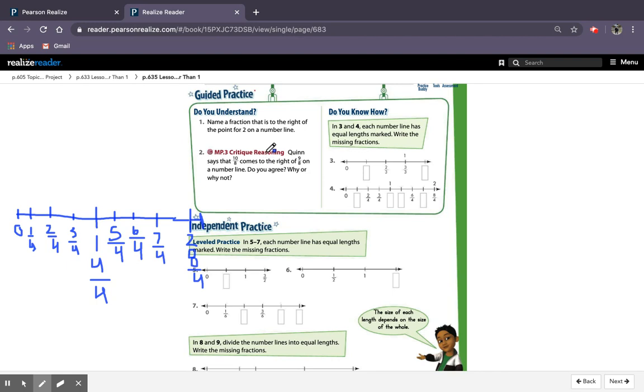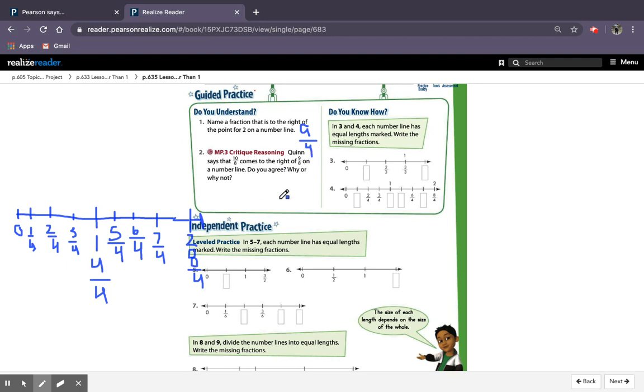So the next one after 8/4, or 8 over 4, would be 9/4. And yeah, you could also have done this for fifths or sixths even, or thirds or whatever you want your denominator to be. I just wanted to use the 4 for mine.